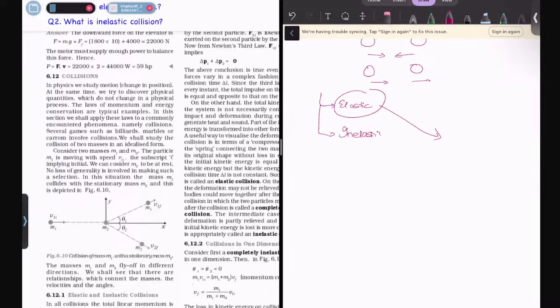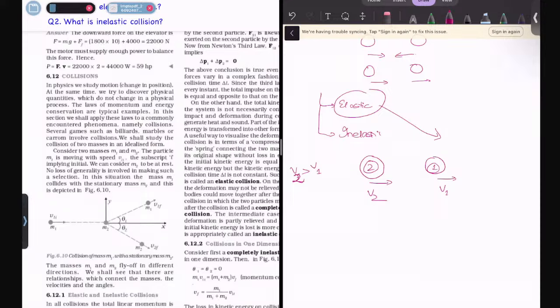An elastic collision means, if these are two objects, or vehicles, which are moving, if this bike is moving at a velocity of v1 and this bike is moving with a velocity of v2, if the velocity of object 2 is greater than the velocity of object 1, then as they keep moving ahead, object 2 will collide with object 1.